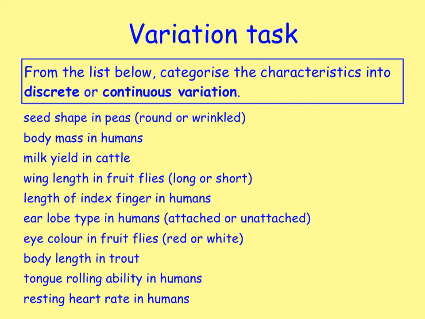And what I want you to do is decide whether you think it's discrete or continuous variation. So before you move on to the slide, pause this one and have a go and see which ones you think fall into which category. When you finish that, you can move on to the next slide, and on that slide it tells you, or it's got together in a table, which category each of these things falls into.